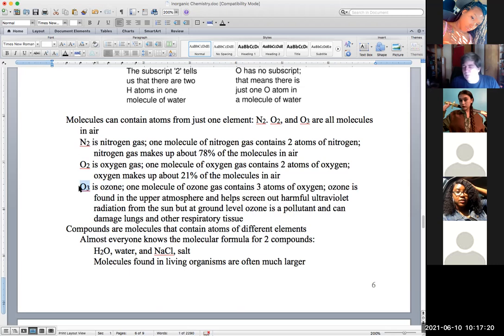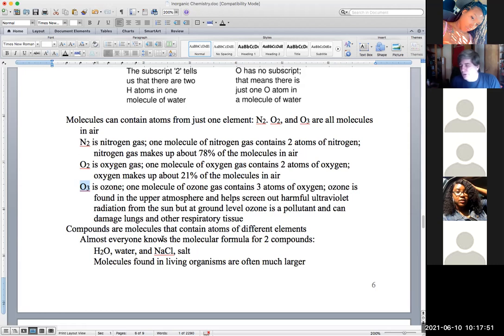Now, ozone is very important for us up in the upper layers of the atmosphere. It helps screen out harmful ultraviolet radiation that reaches the Earth from the sun. And ultraviolet radiation can cause skin cancer when it strikes your skin. It can cause cataracts when it hits your eyes. But most of the ultraviolet radiation from the sun doesn't get to the surface of the Earth.